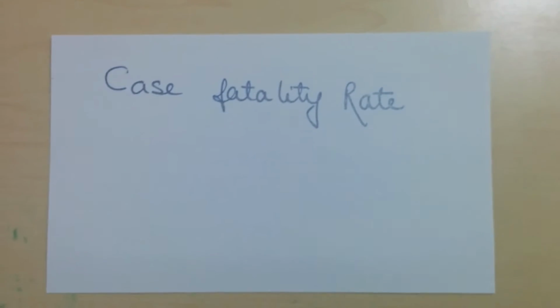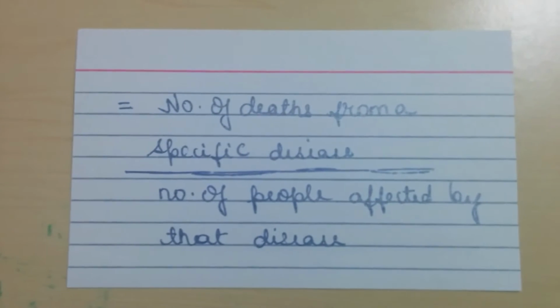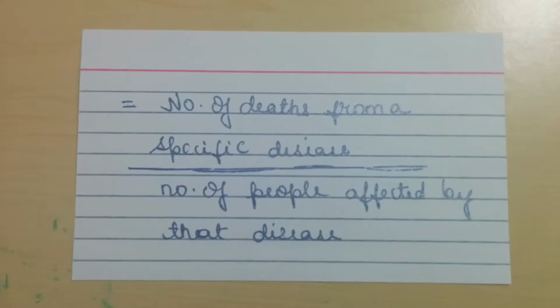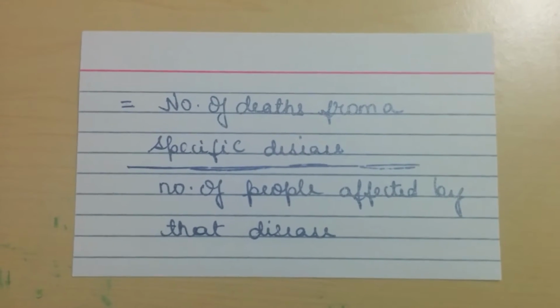Next, what is case fatality rate? Case fatality rate is the number of deaths from a specific disease or case divided by the number of people affected by that disease or case.